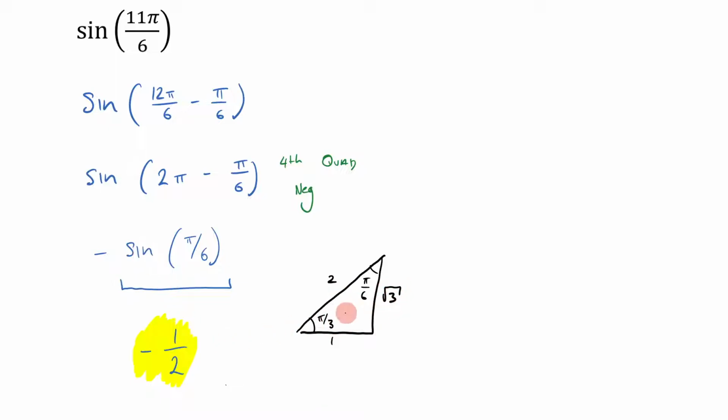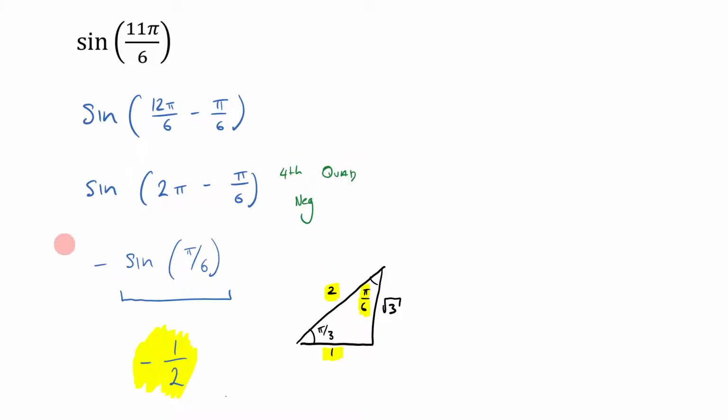If I'm dealing with sine, it's going to be opposite over hypotenuse. So I'm looking at this one right here. Opposite is there. Hypotenuse is there. Don't forget the negative. That's how you approach this type of question.